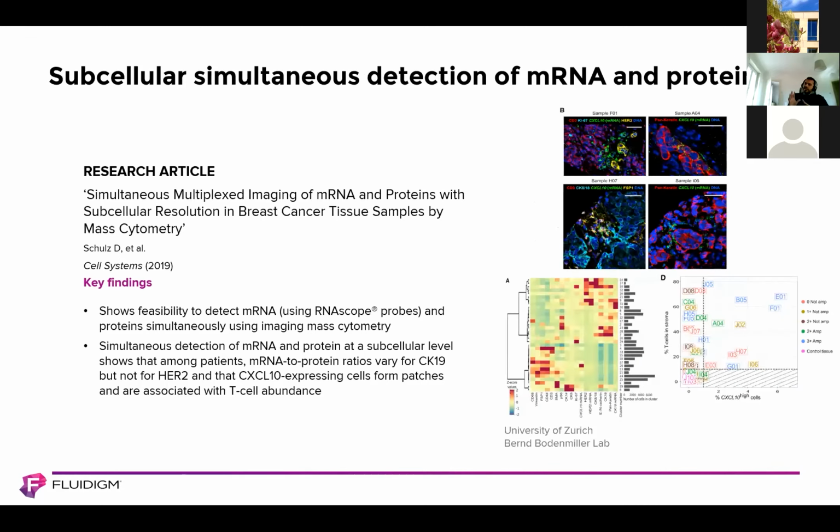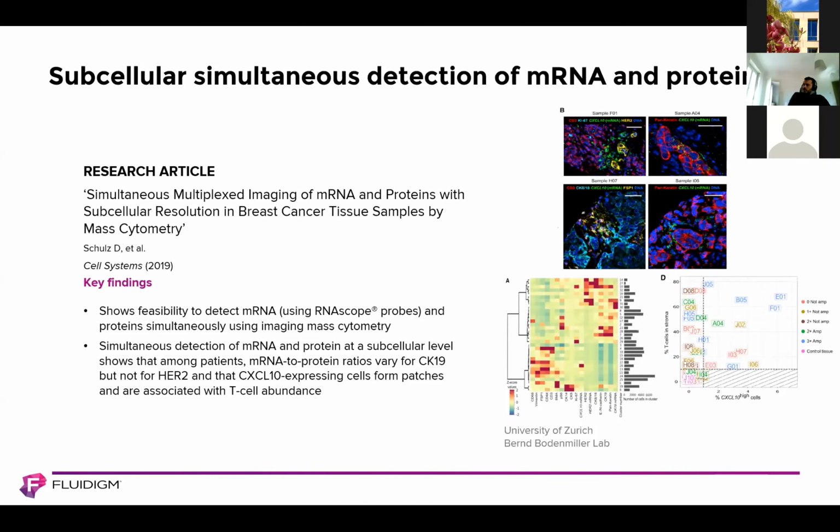And in this case, they actually applied this technique to look at different chemokines, for example, which can be very difficult to look at with antibody-mediated techniques. And in the case of breast cancer, they started to see how, for example, CXCL10 actually forms sort of patches in which T cell abundance can be found, specifically in specific types of breast cancer.